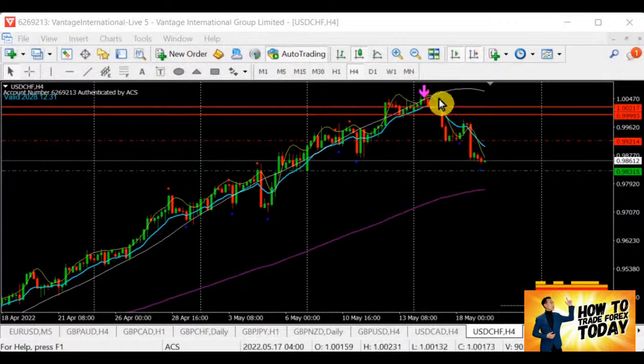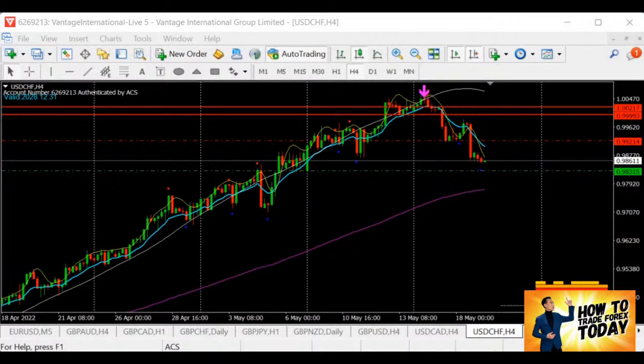Okay, dollar franc. So dollar franc is a bear market. Since it's a bear market, I'm going to wait for the previous support that became a resistance. Retest the resistance, then I will start selling. Okay, guys, so pay attention to dollar franc as well.